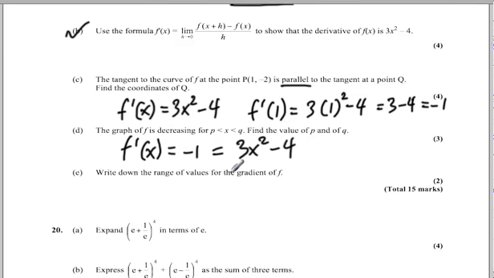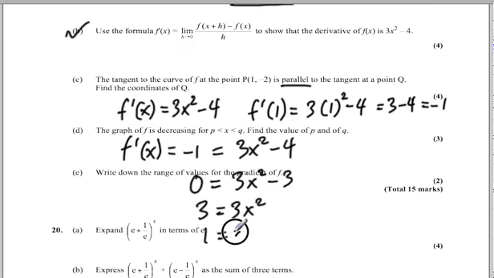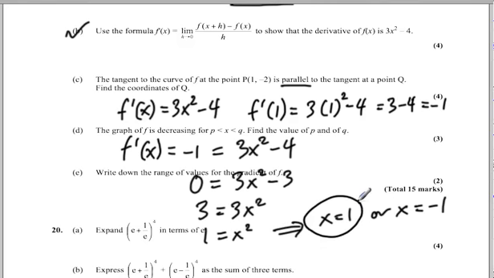So we have to find the other value of x. Since they're equal, 0 is equal to 3x squared minus 3, after adding 1 to both sides. I want to isolate the x squared, so I can add 3 to that side. So 3 is equal to 3x squared. We divide by 3, so 1 equals x squared. So x equals 1, or x equals negative 1. We know that x equals 1 is a solution because we have this point over here. But because it says find the coordinates of Q, we need to find the other coordinate, with x equals negative 1.